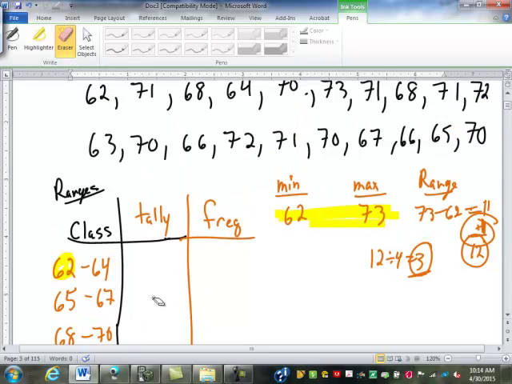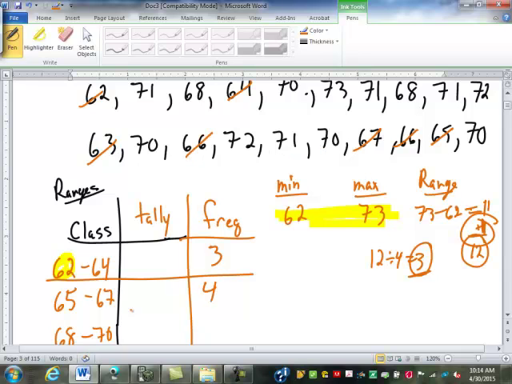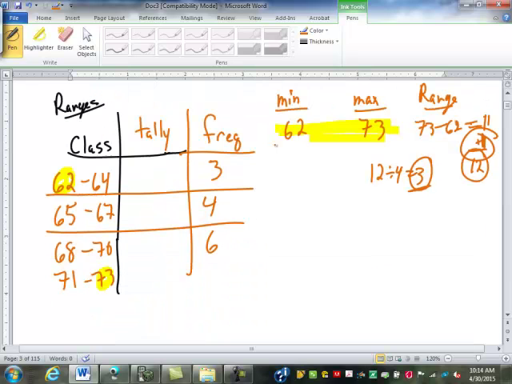I'll let you guys count in your seats and I'll count you. I'm going to count 62 to 64. I'm just going to cross these off as I go. We got 1, 2, 3, and that's it. 65 to 67: 1, 2, 3, 4. 68 to 70: 1, 2, 3, 4, 5, 6. And then 71 to 73: 1, 2, 3, 4, 5, 6, 7. And that does add up to 20, so I'm pretty sure I got it right.